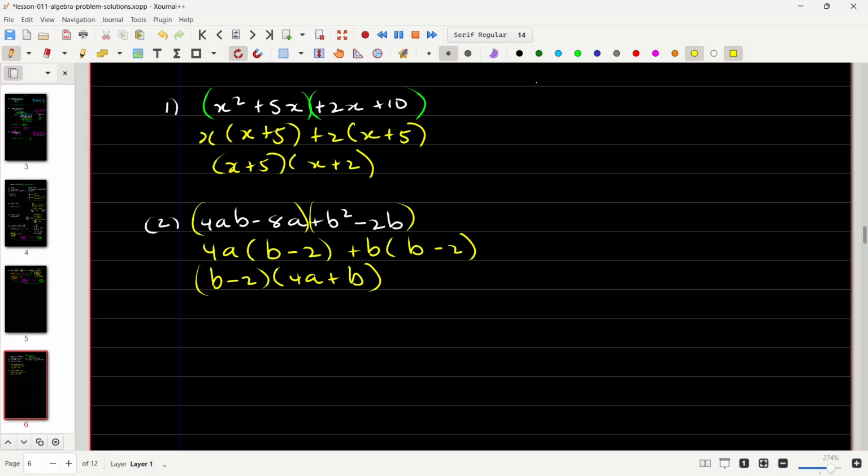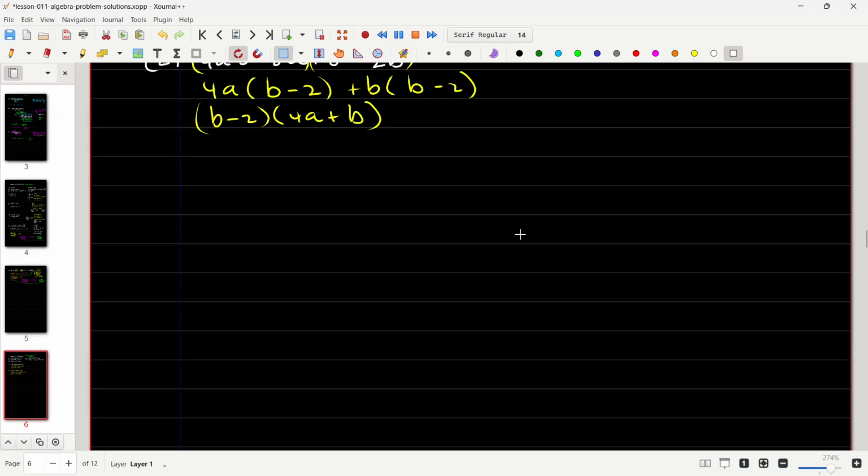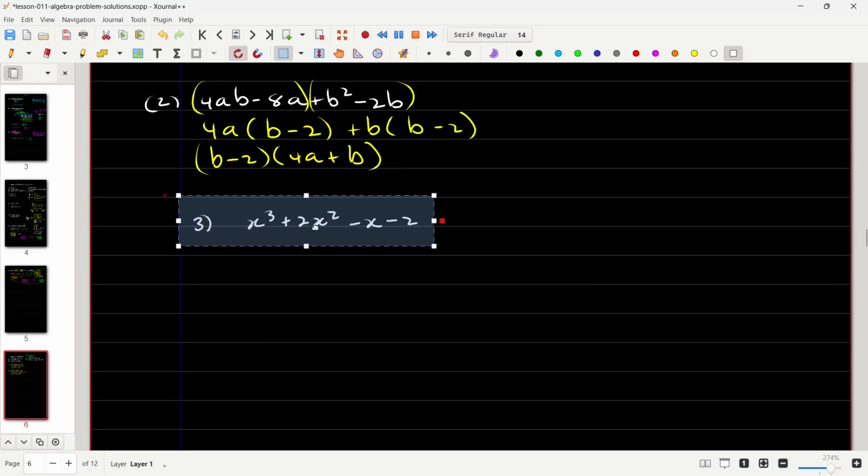All right, next one, let's do number 3. Number 3, the rain is starting to fall, I'm sorry. Number 3 is this one here, Control C, Control V. I'm going to put this over here.